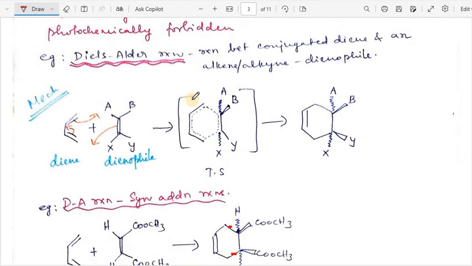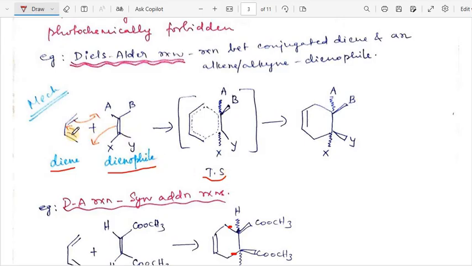The Diels-Alder reaction is a reaction between a conjugated diene and an alkene or alkyne, which is also called a dienophile. Therefore, a Diels-Alder reaction is nothing but a reaction between a diene and a dienophile. A dienophile may be an alkene or alkyne, substituted alkene or substituted alkyne, and both these substrates add together and form a cyclic transition state, mostly 6-membered, and form the product.